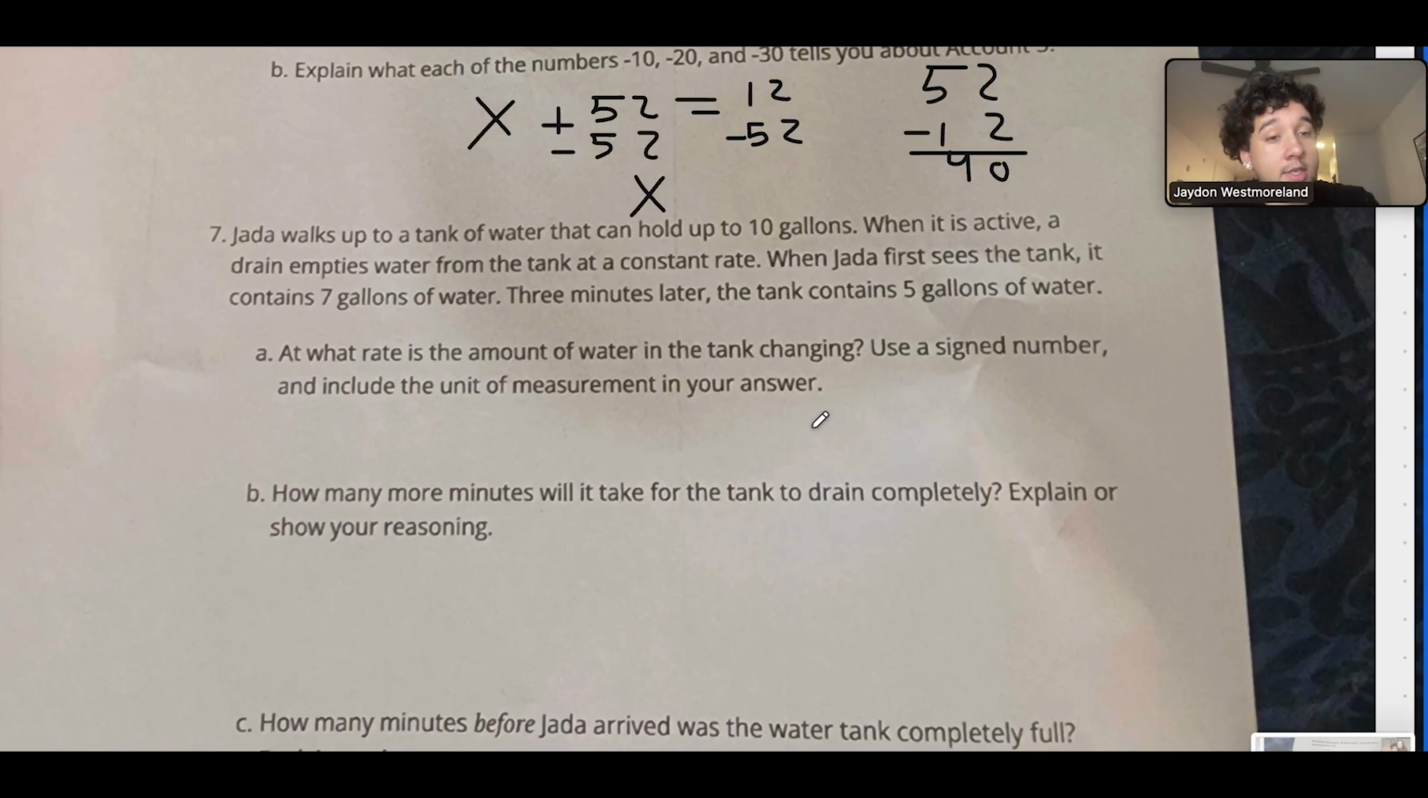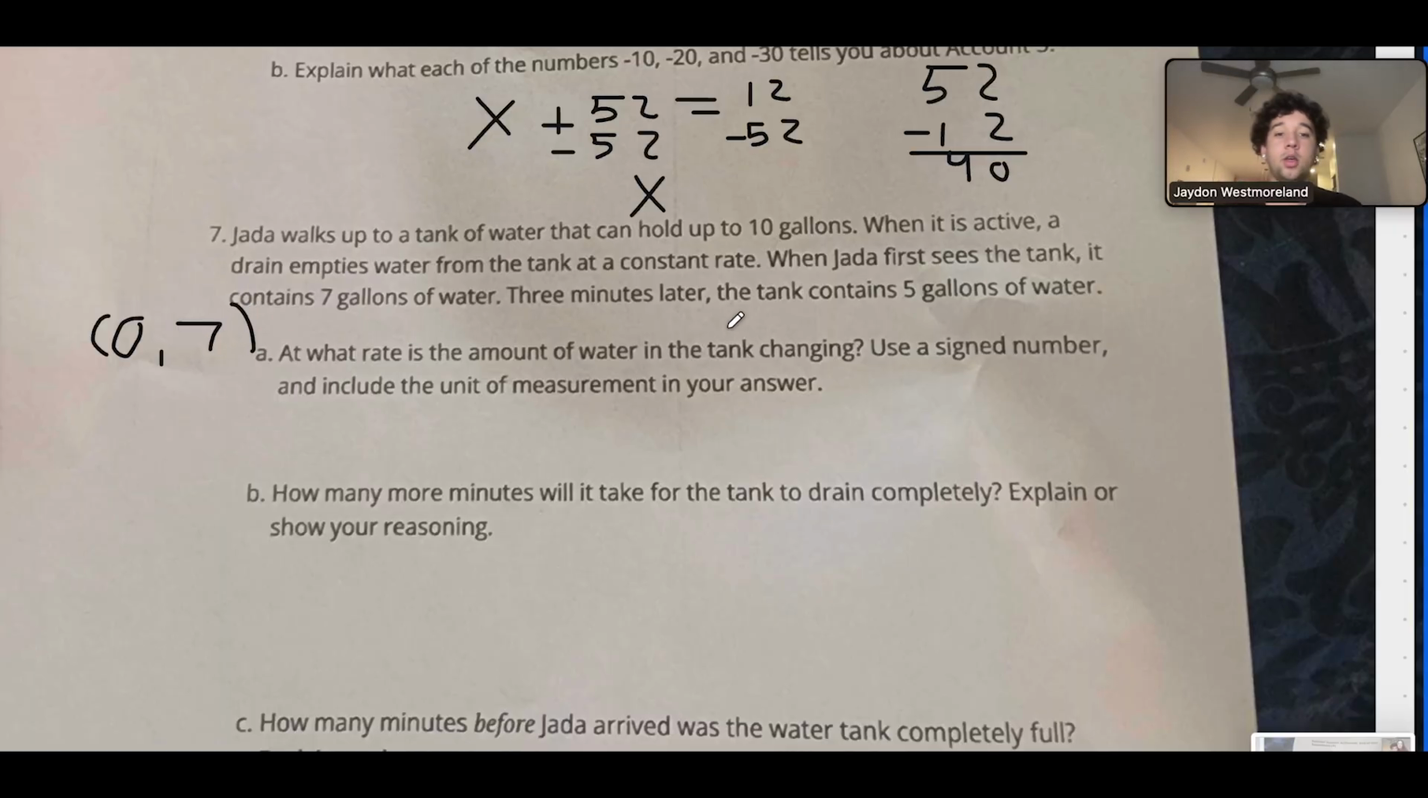When Jada first sees the tank, it contains 7 gallons of water. Okay, important information here. First sees the tank. What is that? That means time equals 0, right? First instant actually, not even second. First instant contains 7 gallons of water, right? So what is that ordered pair? Well, our x value is usually always time, so time equals 0, comma, it contains 7 gallons.